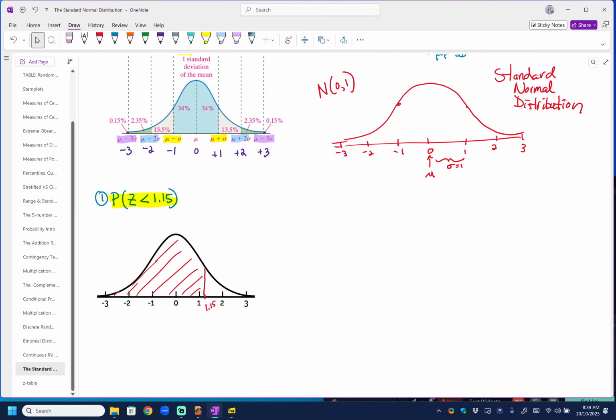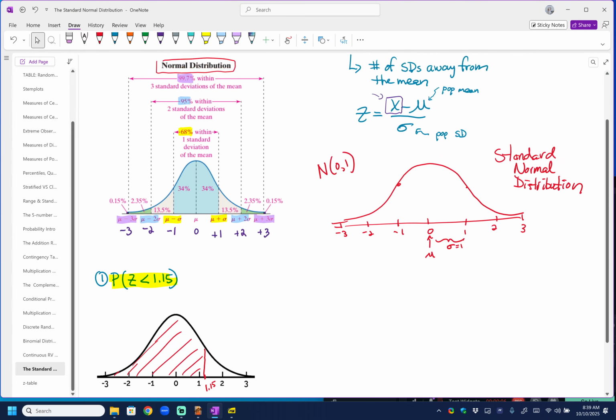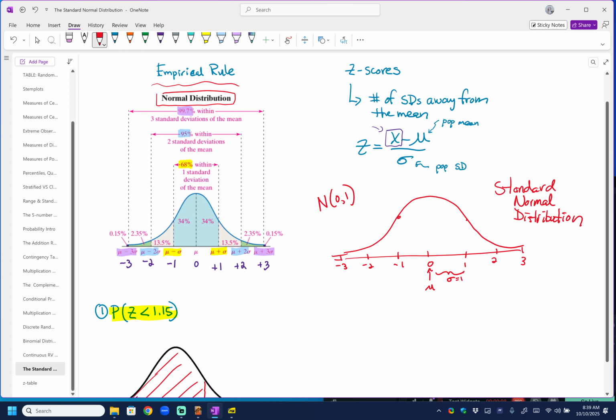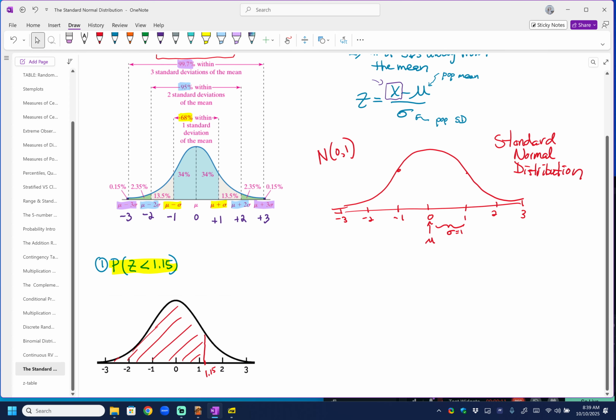So we'll work our way to the table in one second, but just realize that we cannot use the empirical rule here. Remember, the empirical rule is specifically only for standard deviation markers that are at the integer values. So we can use all of these numbers as long as the z-value is 1, 2, 3, -3, whatever it is. But right now, this 1.15 would fall right here. We don't know any of the areas associated with anything in between the standard deviation markers, hence why the standard normal distribution is so important.